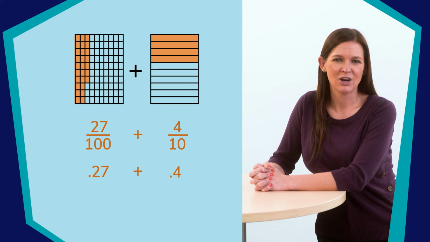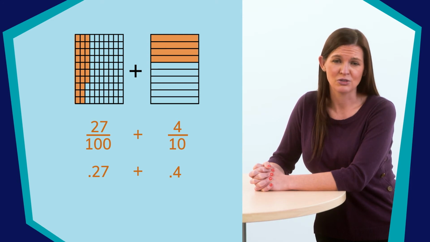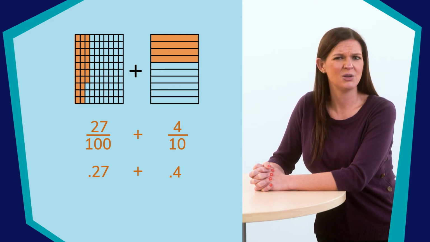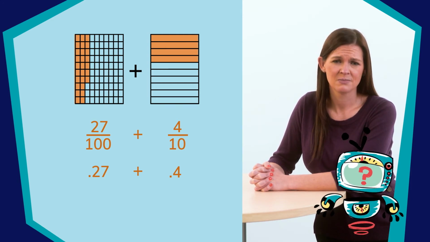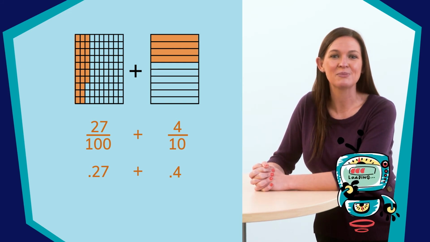Well, now I need to solve this expression, but I can't add 27 100ths and 4/10 together. Their denominators are different. Does anyone have an idea? Wonderful idea. Let's make an equivalent fraction with the tenths to hundredths.